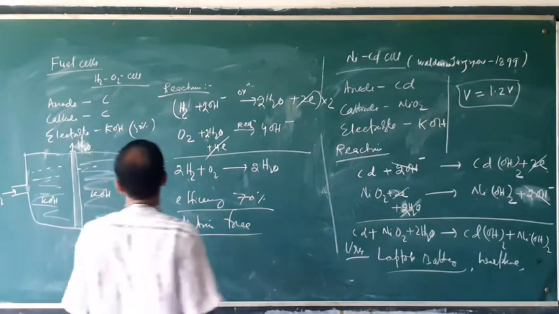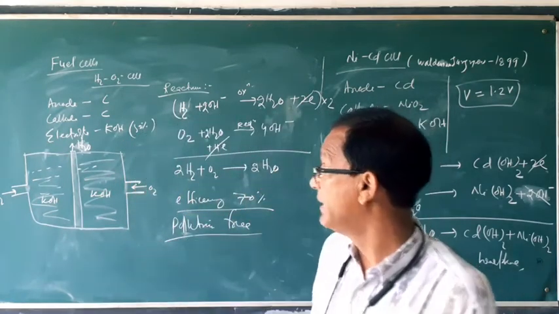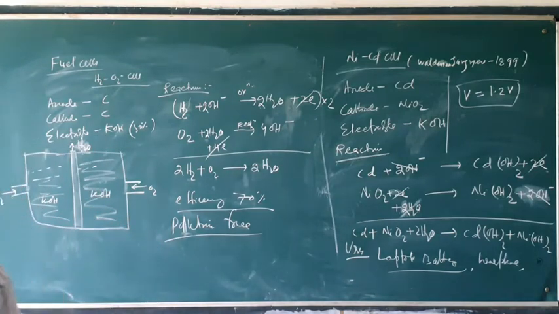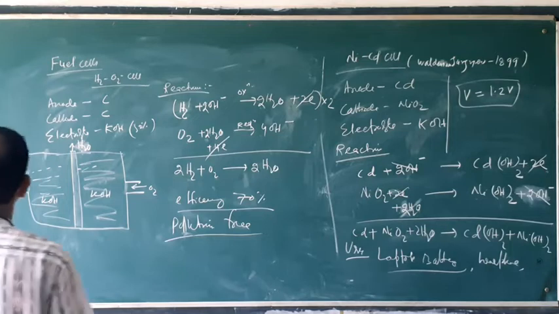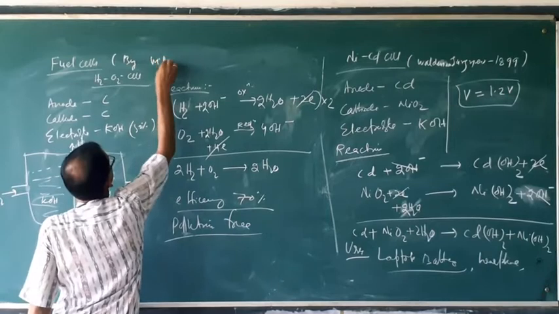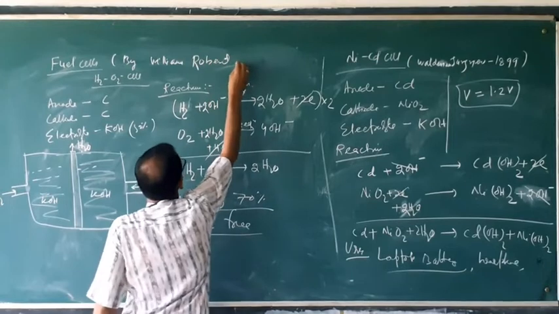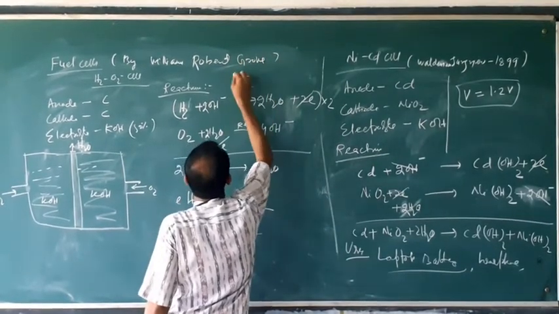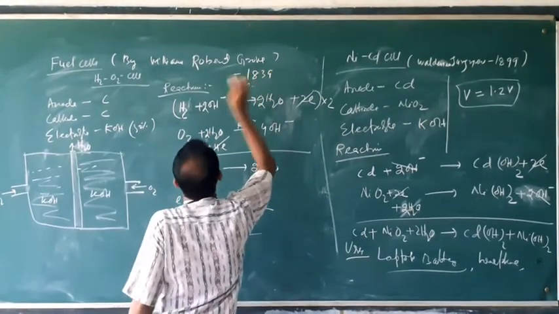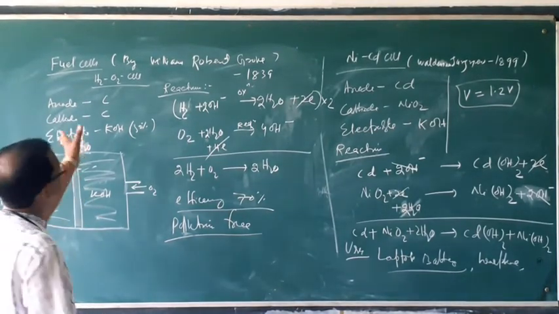And this cell was first used in a satellite made by the Russians. This fuel cell was discovered by William Robert Grove in the year 1839. So this is the final reaction of the fuel cell.